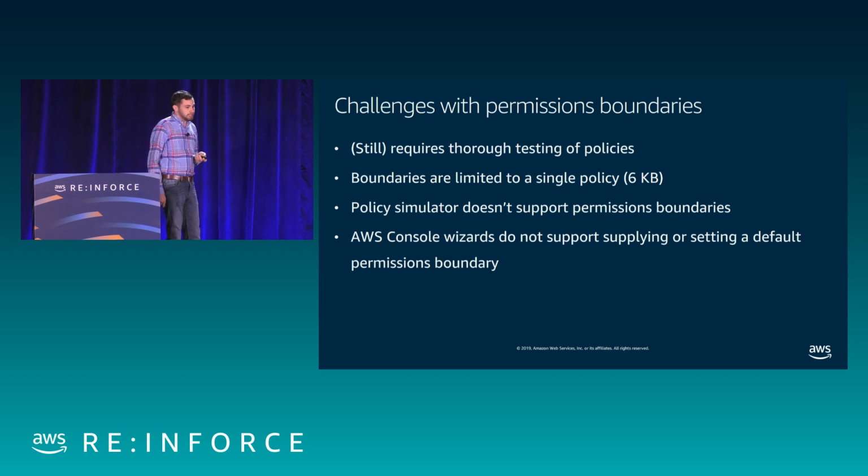Permission boundaries have some limitations, though. So you don't get away from testing those policies. Those policies still have to enforce the maximum set of permissions that you're comfortable with. Today, you can only apply one, which means you really have to be very thoughtful about the types of things that you'll restrict or allow in a permission boundary.